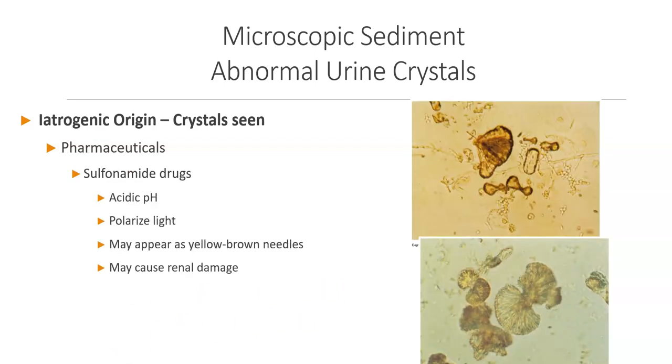Another type of pharmaceutical crystal is that due to sulfonamide. These are found in acidic pHs and may appear as yellow-brown needles. Those needles may cause renal damage. They do polarize in the light.